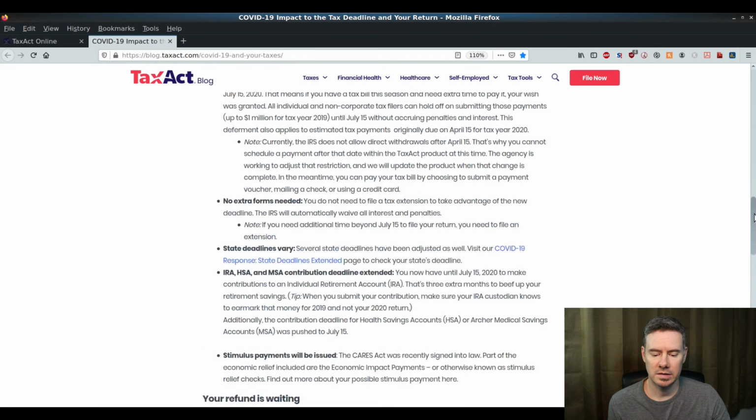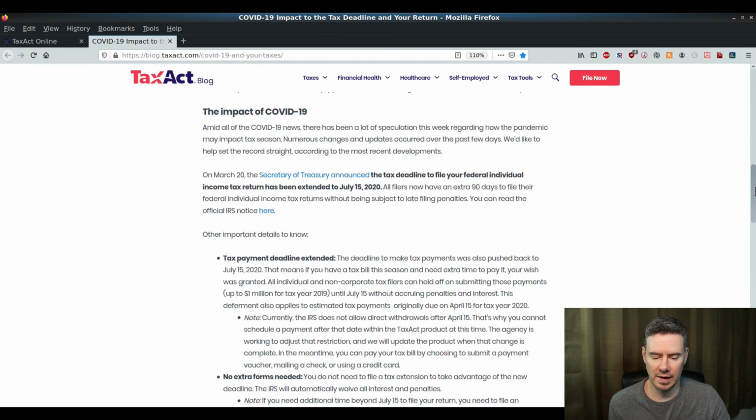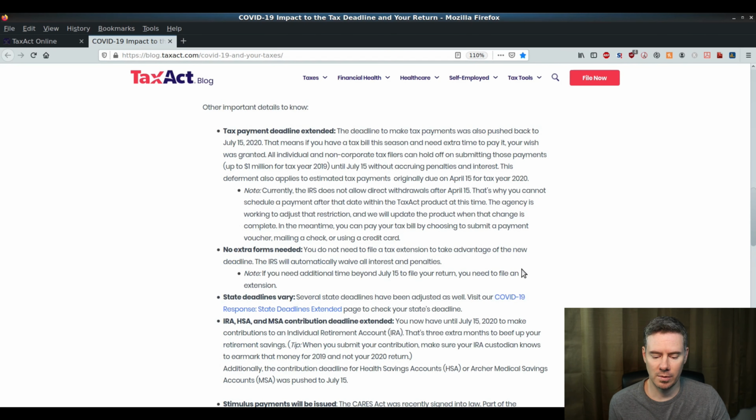So let's go ahead and look at the state information, because this is actually the information that kind of made me want to do my taxes anyway. So let's look at this here, state deadlines.